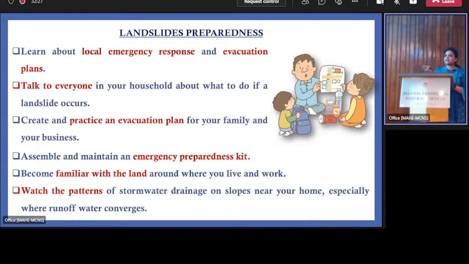And when a landslide occurs, these are the things you need to prepare. First of all, you need to talk to everyone. Talk to your household. If you are living in a landslide prone area, you need to prepare an evacuation plan. An emergency preparedness kit is a must.